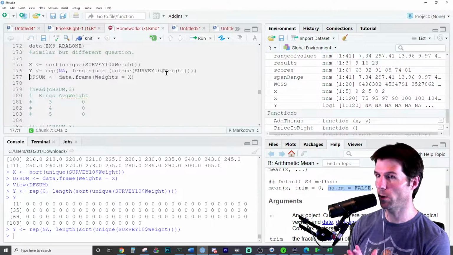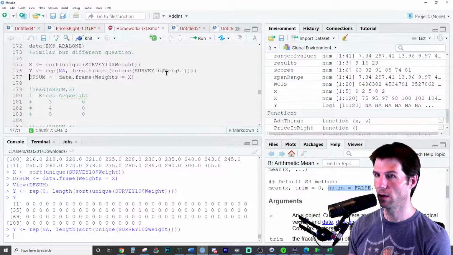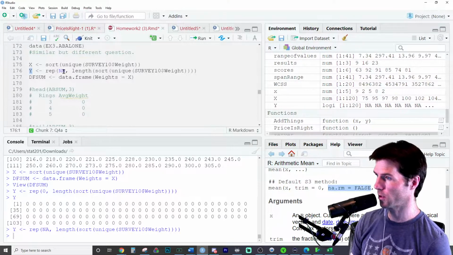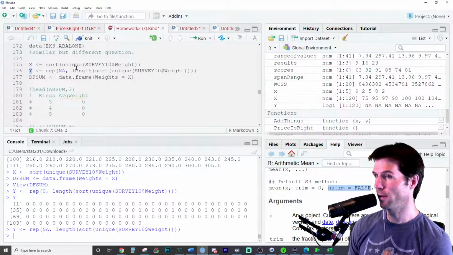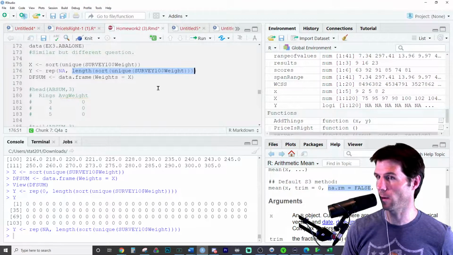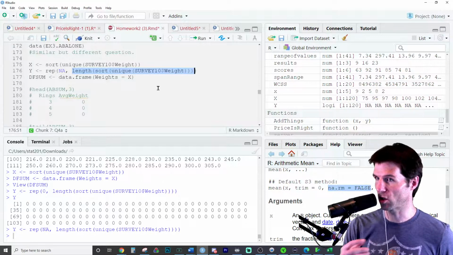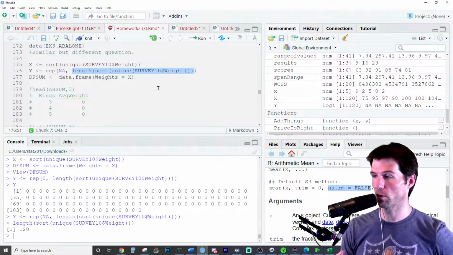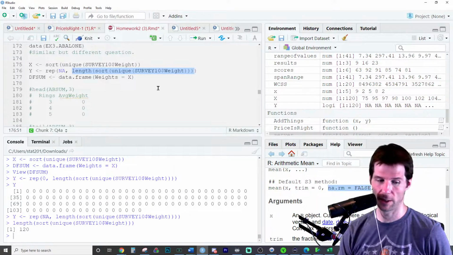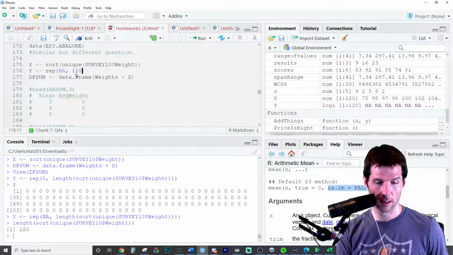So what are we doing right here? On line 176, we created Y, which has us repeat NA, which you could repeat 0 if you want for yours. And then we did it for how many times? This code right here looks like a lot, but it's just the length of how many unique elements there are. All I did was put length around my sorted unique vector, so it returns 120, telling me that there's a total of 120 unique elements. So I'm repping NA 120 times.